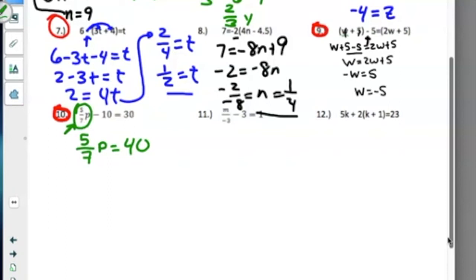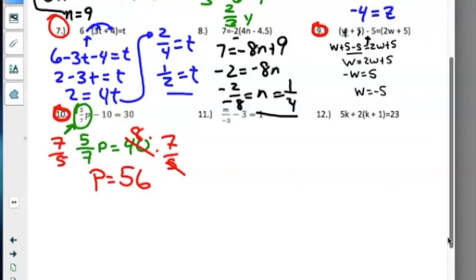Now, I'm not sure if you guys remember reciprocals, because when I divide by a fraction, that is the same as multiplying by that fraction's reciprocal. And reciprocal is just putting a fraction on its head. So if I multiply this by 7/5, that becomes 1. If I multiply this side by 7/5, p becomes 56, because that becomes 8, and 8 times 7 is 56. Now that's a fast way of doing this problem.